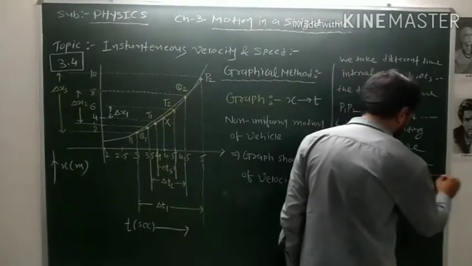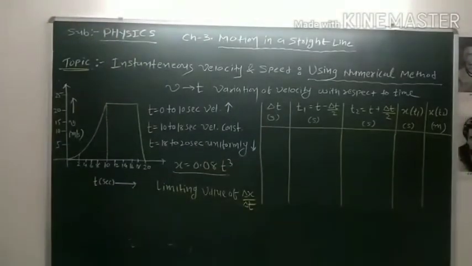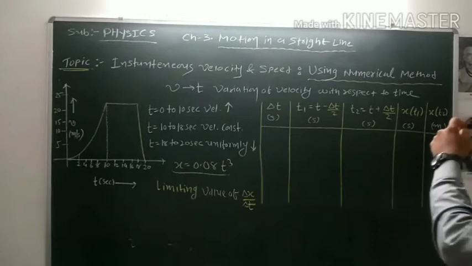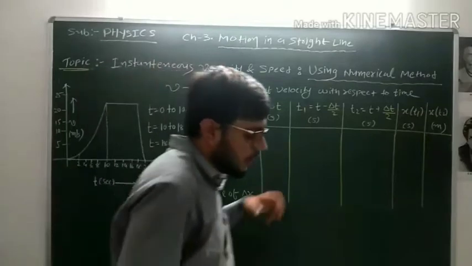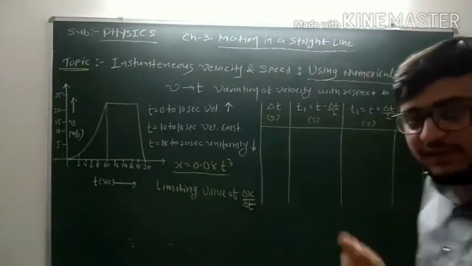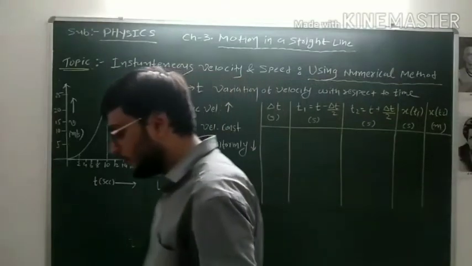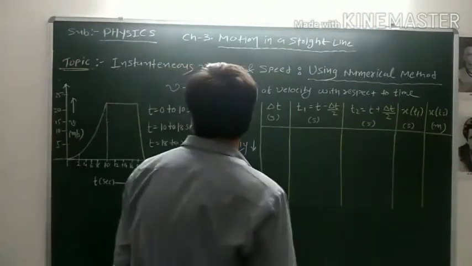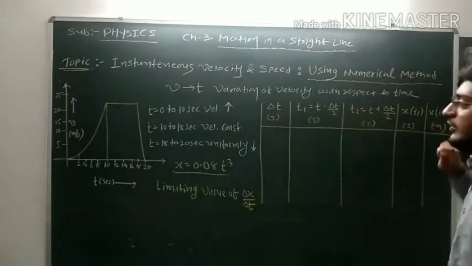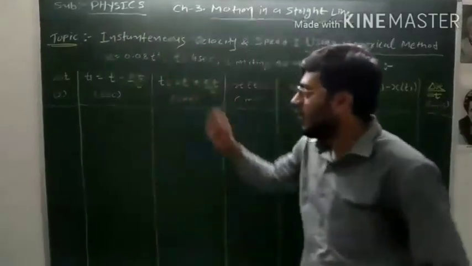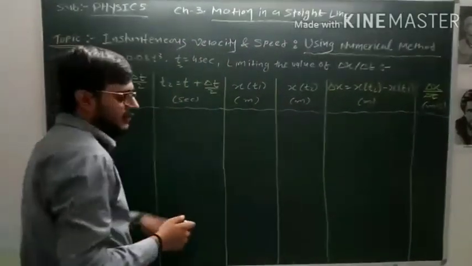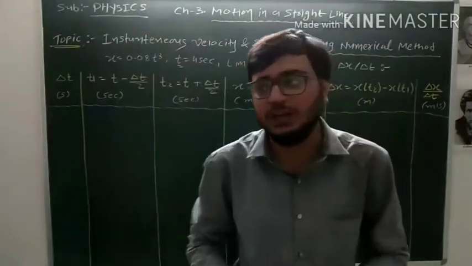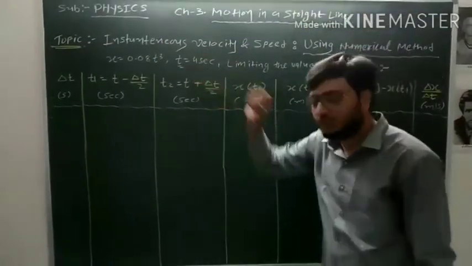Okay, here is the second methodology, that is the numerical method. Using the numerical method, we can obtain the instantaneous velocity very precisely, rather than using the graphical method. Here the graph of x equals 0.08 t cubed is given. Now we find the instantaneous velocity at t equals 4 seconds.